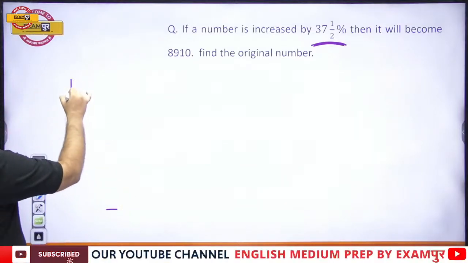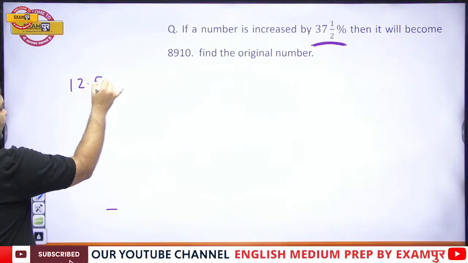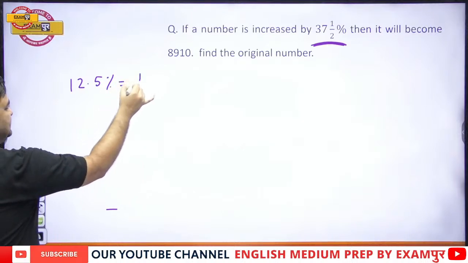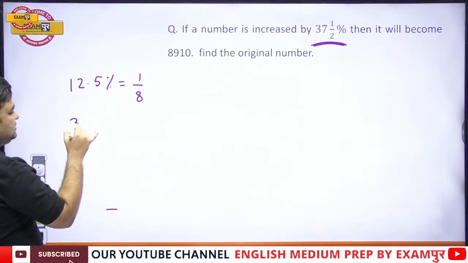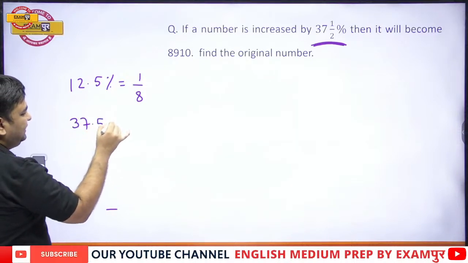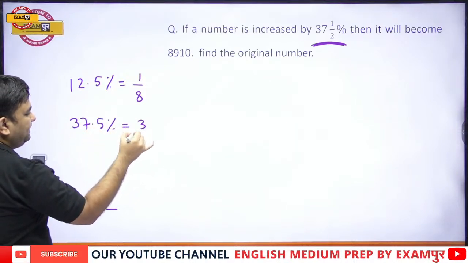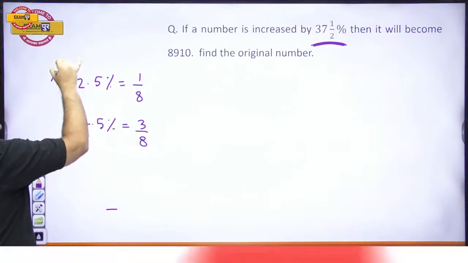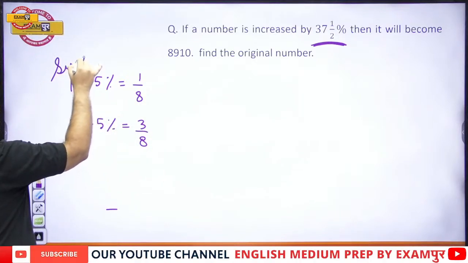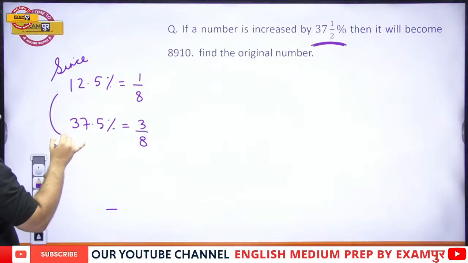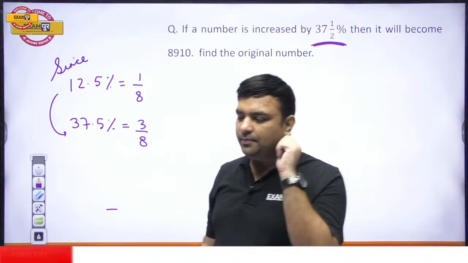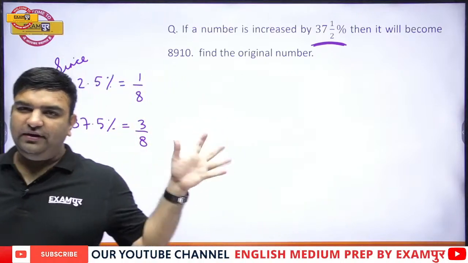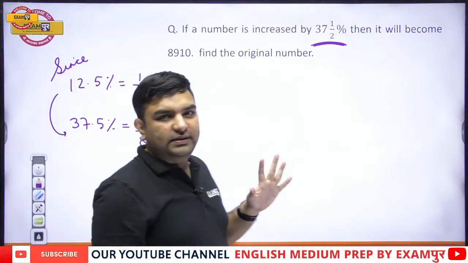As I told you yesterday, 12.5% is 1 by 8. Since 12.5% is 1 by 8, 37.5% is 3 by 8. It's not about only learning, it's about how we have derived these values as well.